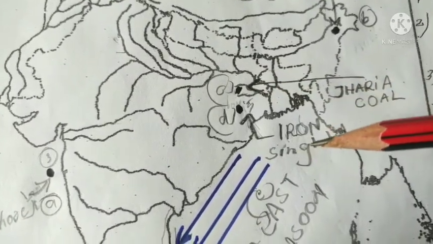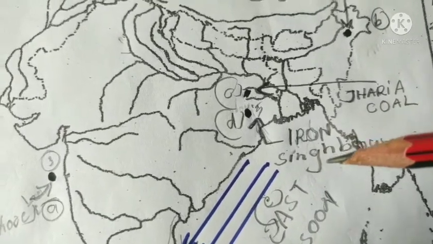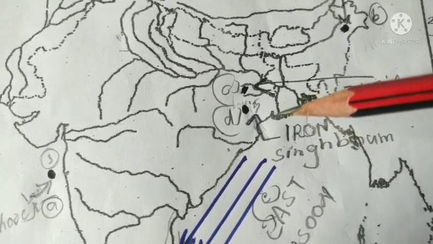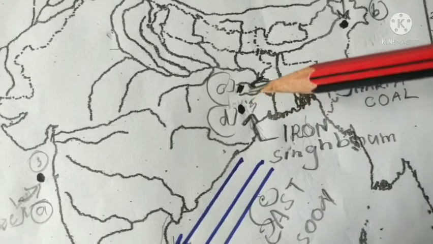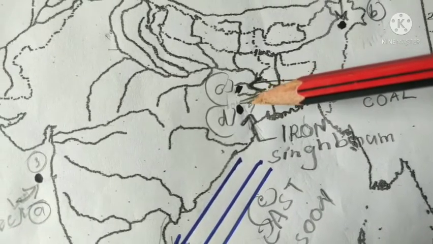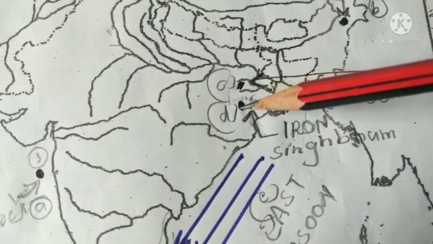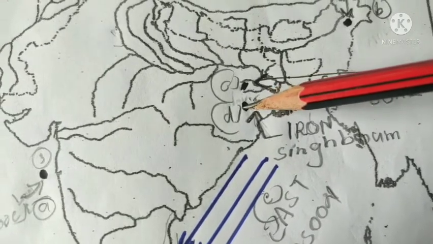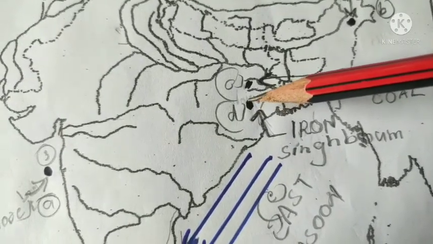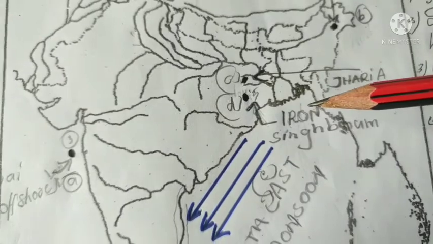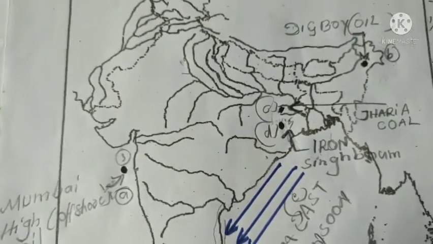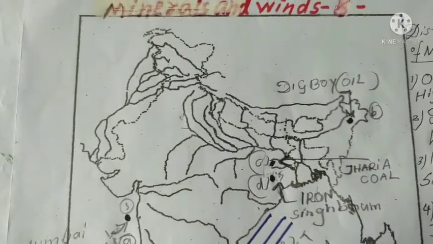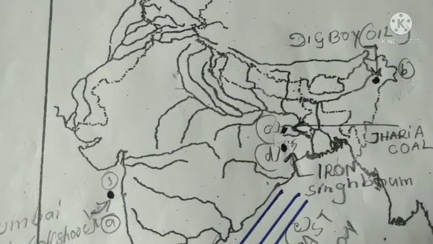And another is the Singhbhum iron deposit. That is here, half a centimeter below the river Damodar. Here also you have to put a small dot and mark here Singhbhum iron deposit. So this is all regarding the winds as well as the mineral deposits of India.